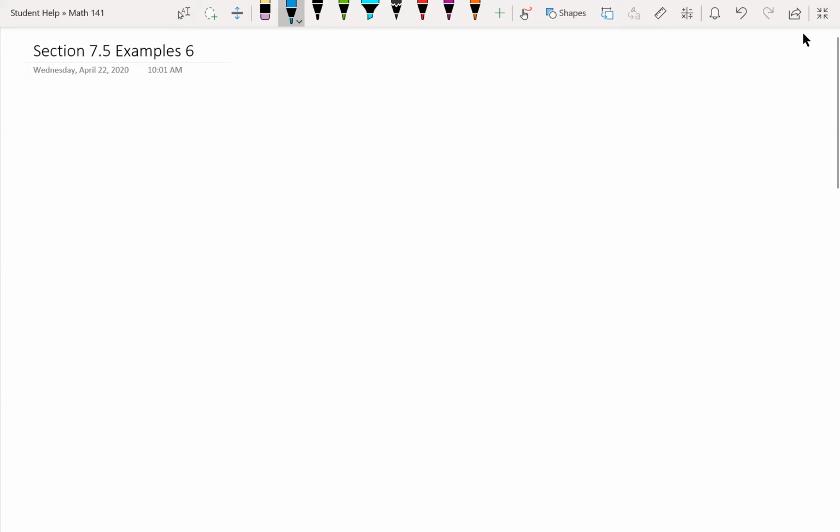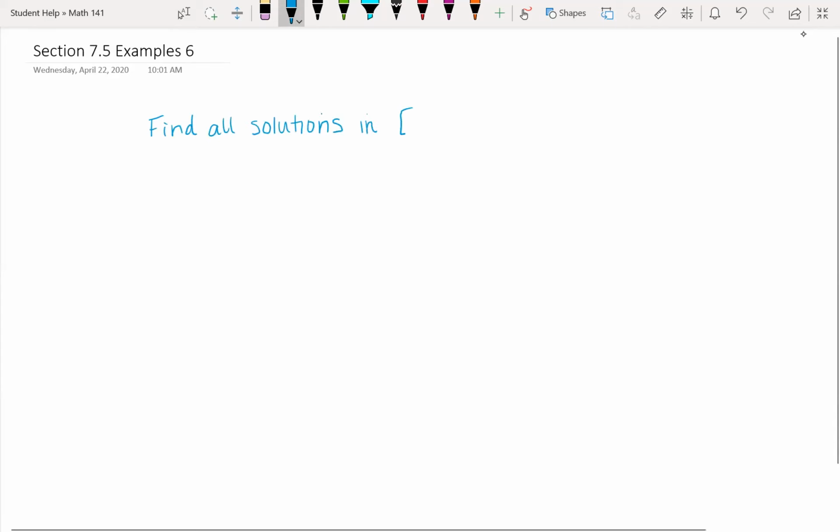So in this example, we're going to find all solutions in the range from 0 to 2 pi. And our equation is square root of 3 times the cosine of x minus the sine of x equals 1.